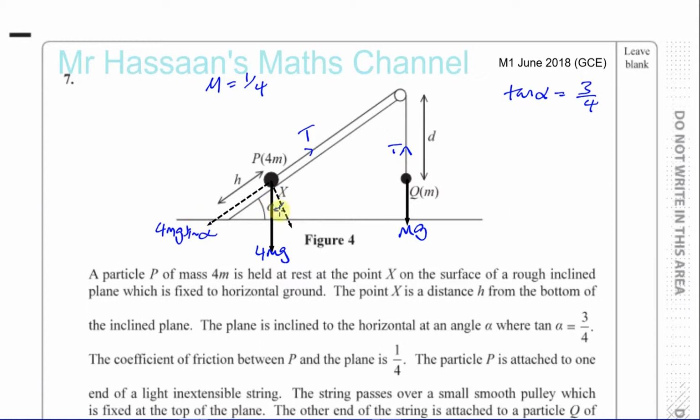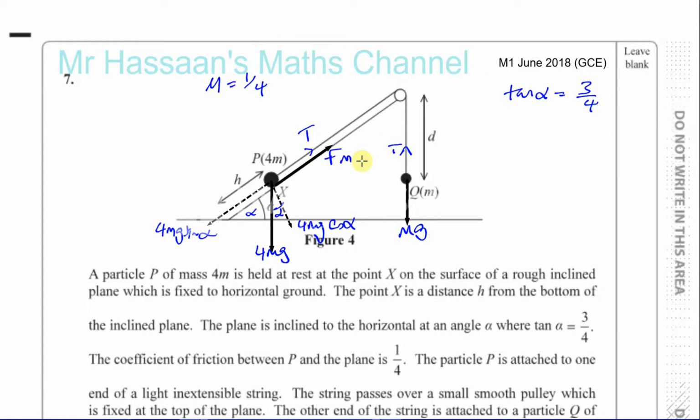And perpendicular to the plane, this will be 4mg times cosine of alpha, because you've got to move it into the angle alpha. Whenever you move it into the angle, it's cosine of the angle. You also have the fact that there's friction acting. Friction always acts opposite to the direction of motion. It's going down, and friction is acting upwards. This is F max because it's moving, so it's reached its maximum possible value.